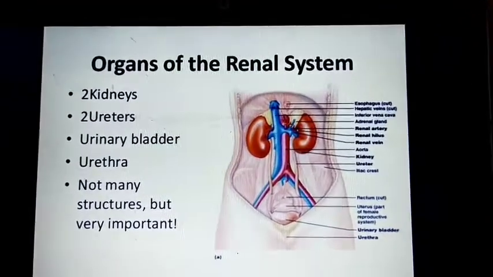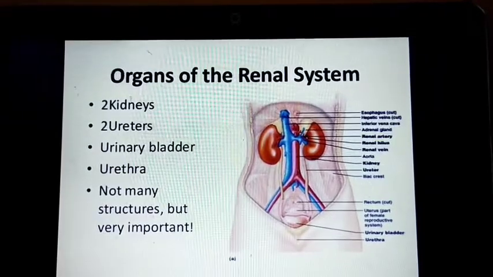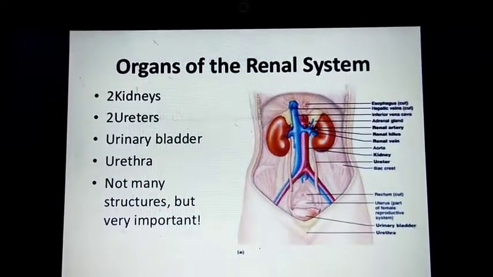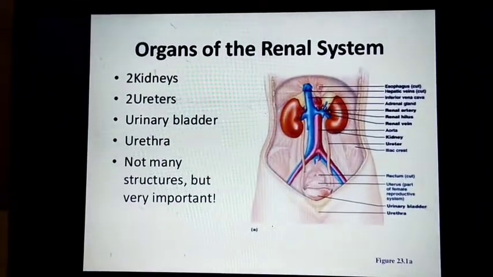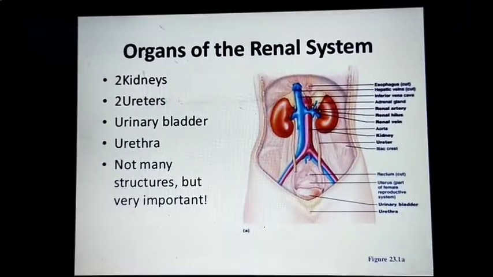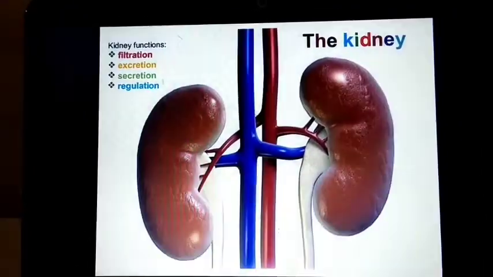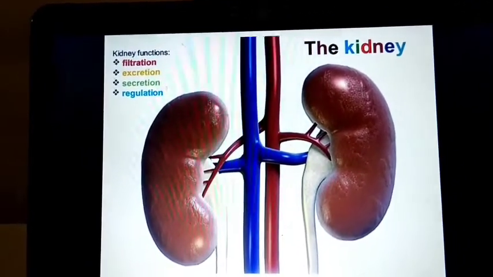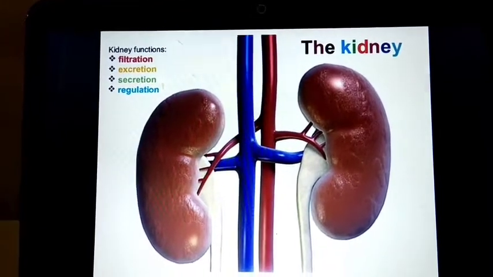In human beings it has two kidneys, two ureters, one urinary bladder, and the urethra. Not many structures, but they are very important. The urinary system mainly contains the kidney, ureter, bladder, and the urethra. Now, briefly, I will tell the anatomy and the histology of a kidney.